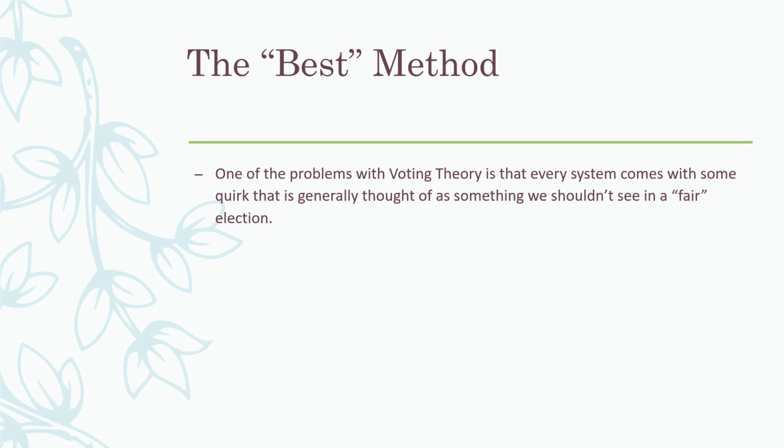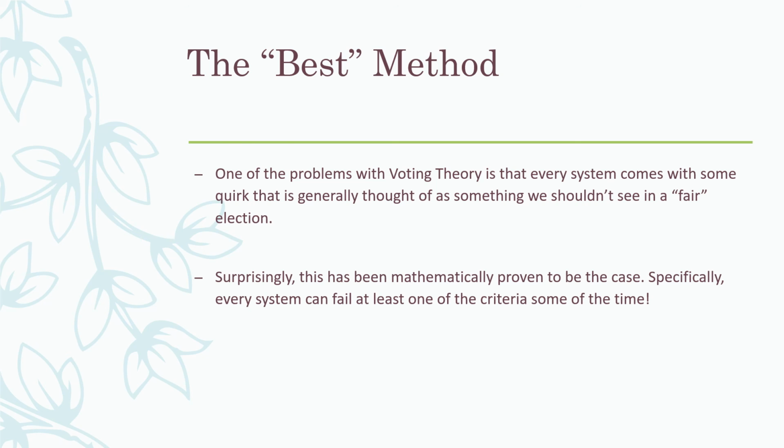But what's the best method? I spent a bunch of time talking about voting theory, and every time I keep bringing up some weird quirk that ends up feeling like it shouldn't happen in some fair election. But this ends up being a problem with voting theory, and we've mathematically proven it. Not us, a different person. Specifically, it turns out that all of the criteria I've listed up to this point show up in every system in some capacity. They don't always show up every time, but the problem is that they can show up, and that feels like a bad thing.